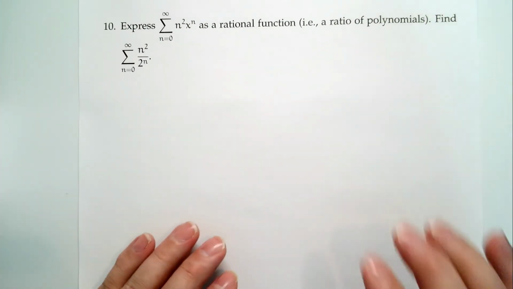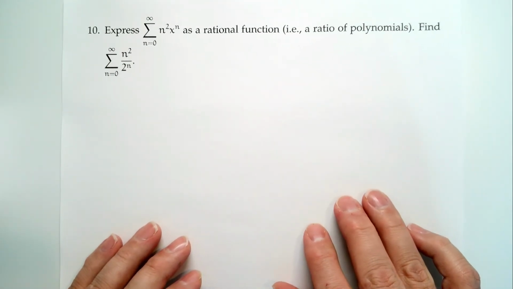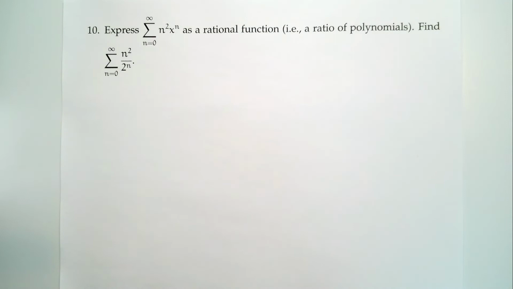Number 10, our last one. Wow, time's really flown in this quiz. Express the sum n equals 0 to infinity n squared x to the n as a rational function. In other words, a polynomial over a polynomial. And find the sum n equals 0 to infinity of n squared over 2 to the n. Ooh, it's a 2-for-1. We get to do two different things. Nice. This is a problem so nice, we get to do things twice.